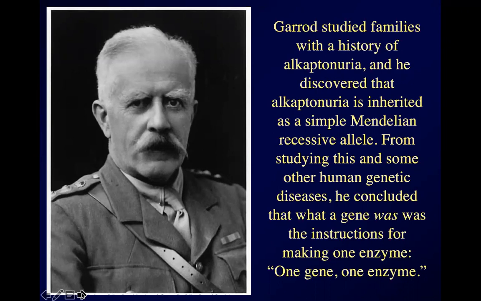And he concluded that what a gene had to be was instructions for making one enzyme. And as he put it, one gene, one enzyme. A gene is something that tells a cell how to make one enzyme. If you inherit a gene that gives you the wrong instructions, your cells can't make the enzyme that you need to break down homogentisic acid, and you end up with black pee and a bad case of arthritis.